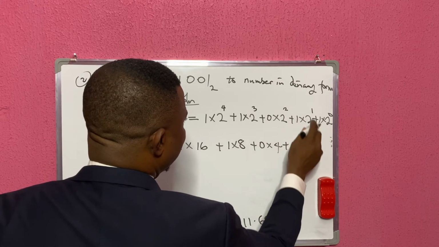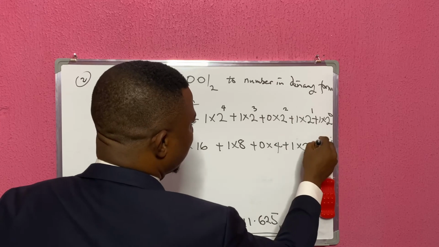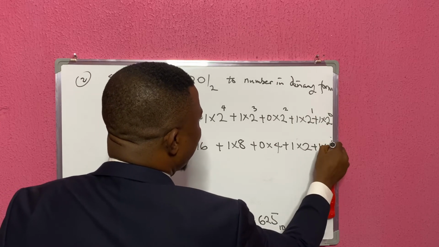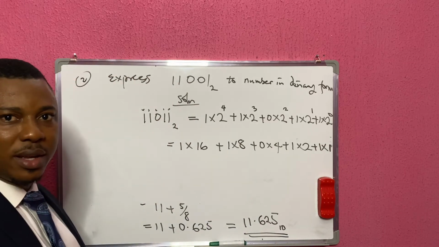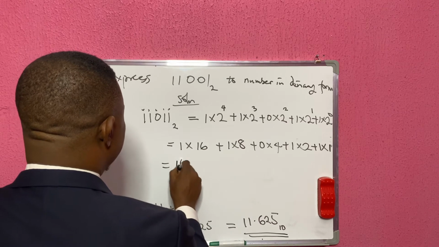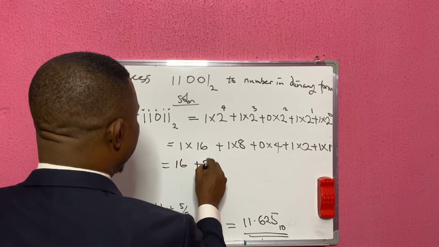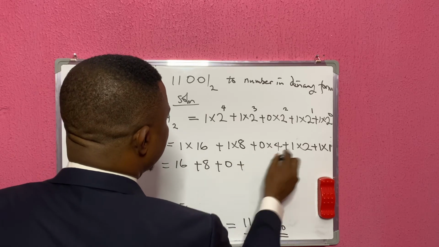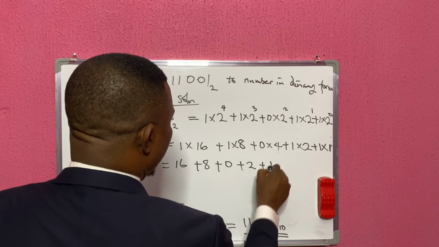Plus 1 times 2, because 2 power 1 is 2. Plus 1 times 2 power 0 is 1. Anything raised to power 0 is 1 in mathematics. We have 1 times 16 is 16. Plus this is 8. Plus this is 0. Plus this is 2. Plus 1.